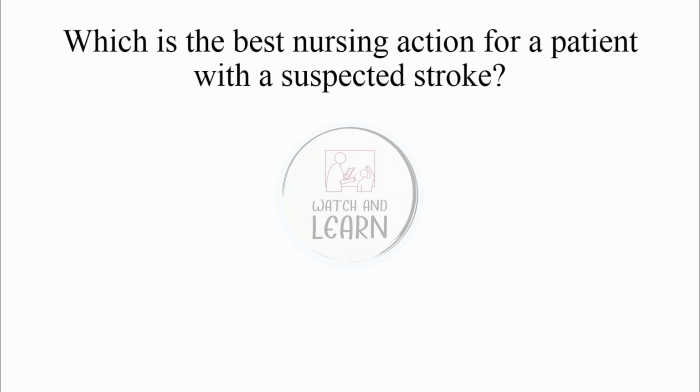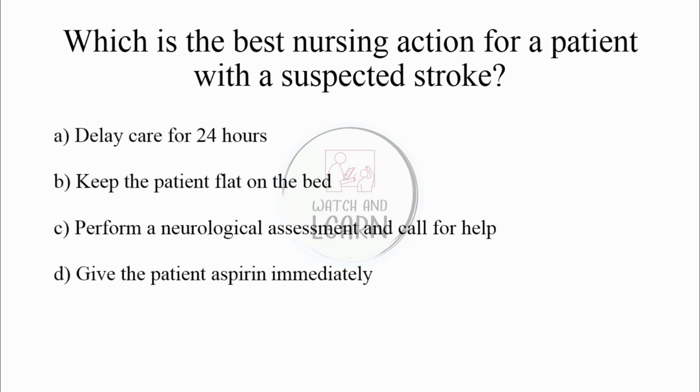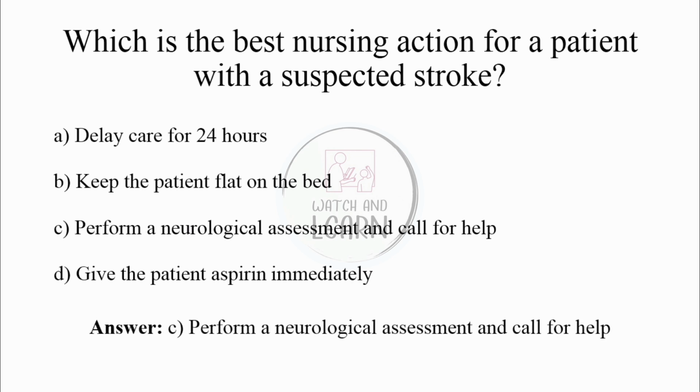What is the best nursing action for a patient with a suspected stroke? Options are option A, delay care for 24 hours. Option B, keep the patient flat on the bed. Option C, perform a neurological assessment and call for help. Option D, give the patient aspirin immediately. The right answer is answer C, perform a neurological assessment and call for help.